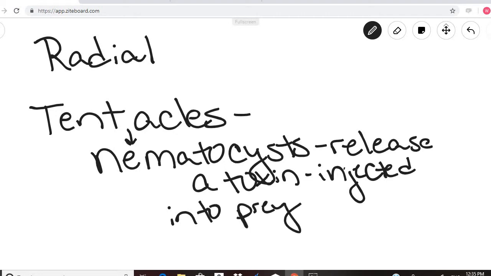So if they inject it into their prey, it will paralyze that prey so that then they are able to consume it, or it can be injected into a predator that is trying to capture them for food, and can incapacitate that predator so that the member of phylum Cnidaria cannot be used as a food source.